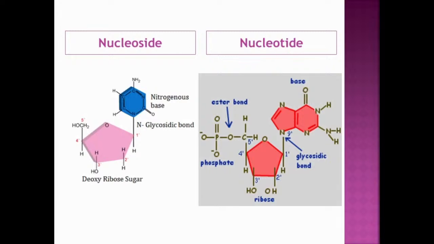Now see this structure. Here this is the pentose sugar, and at the 1' position a nitrogenous base is attached through an N-glycosidic bond, and at the 5' position a phosphate group is attached through an ester bond. So this is the structure of a nucleotide, and the combination of pentose sugar and nitrogenous base is the nucleoside. So this is the difference between these two units.